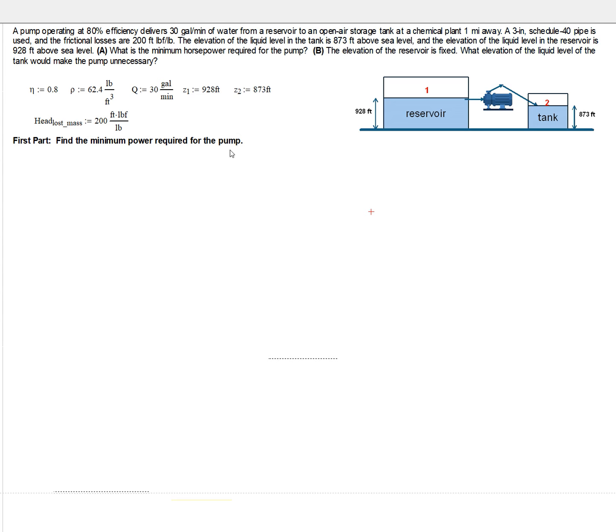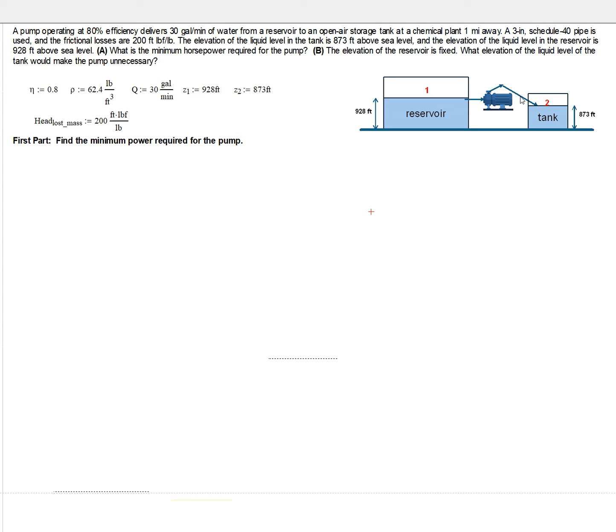But part one is find the minimum power required for the pump, and then part two, of course, is, well, could you get away without having any pump? Could you just use gravity? Notice the elevation, 928 feet to 873 feet. Why can't we just use gravity? Well, the answer is that we cannot use just gravity because there are frictional losses that have to be overcome.